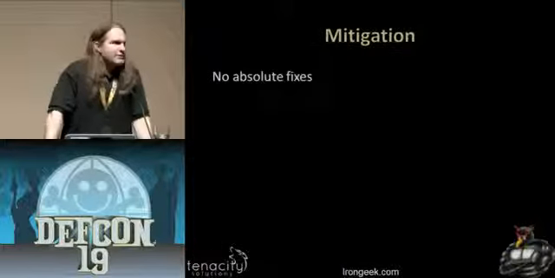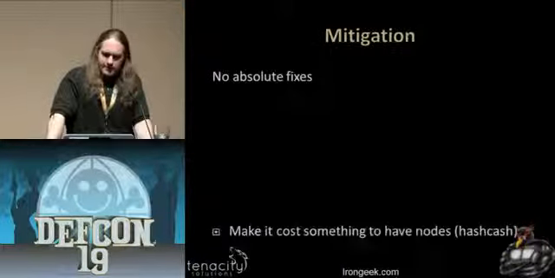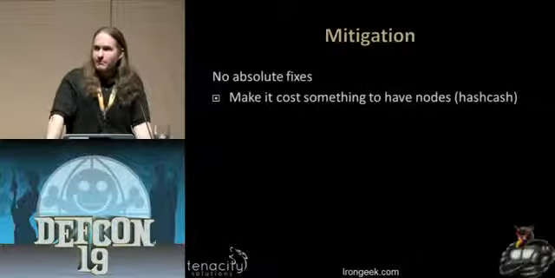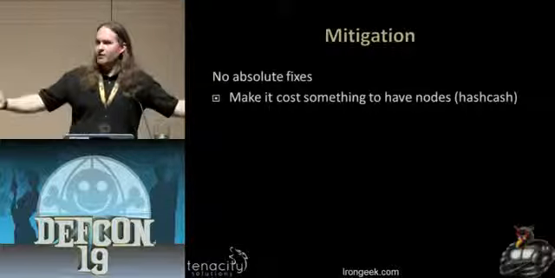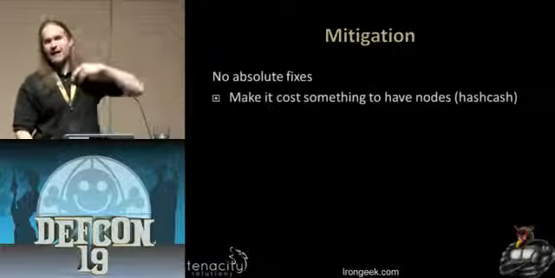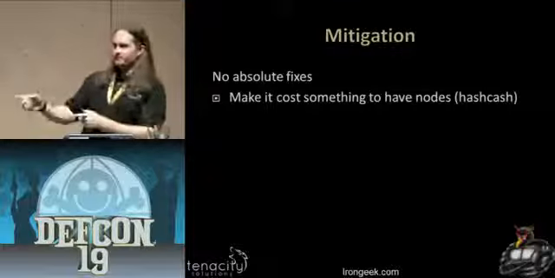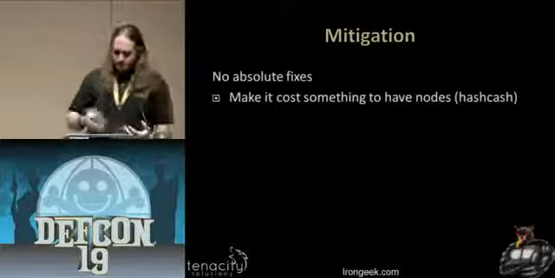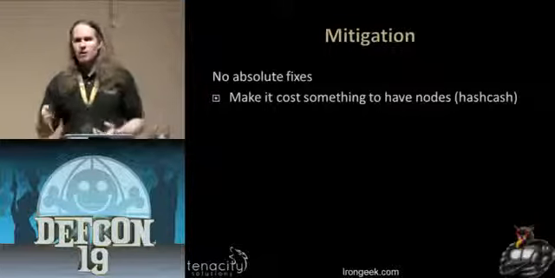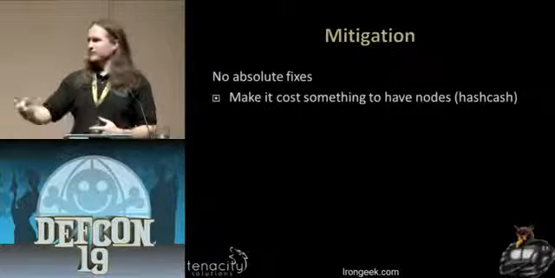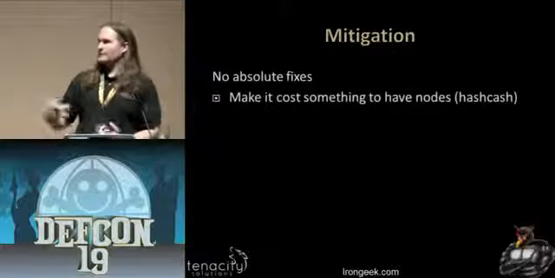Now, there's no absolute fixes out there for Sybil attacks. You can make it cost more to have nodes in the network so that someone can't spin up 5,000 nodes in the network to try to manipulate it, do it using some kind of proof-of-work algorithm like hashcash. How many people are familiar with Bitcoin? Bitcoin, then, is a similar concept. You have cryptographical problems that are easy to check whether or not someone got them right, but hard to actually calculate CPU-wise, or take longer to calculate CPU-wise.